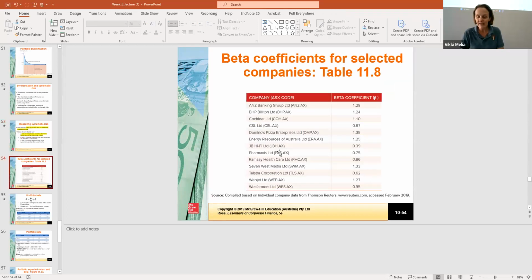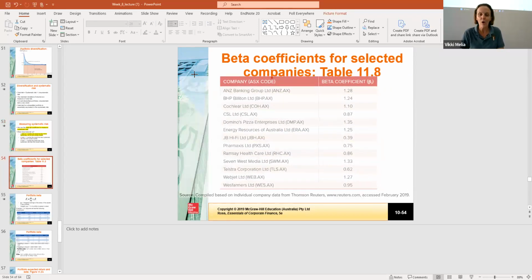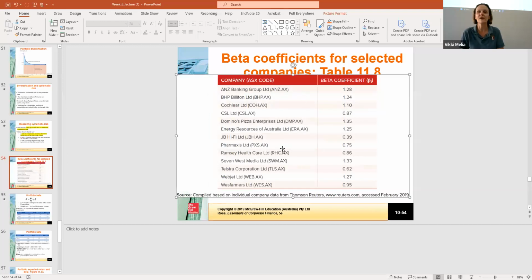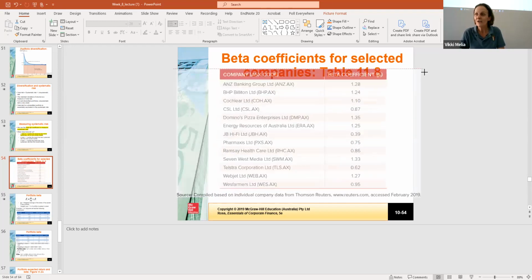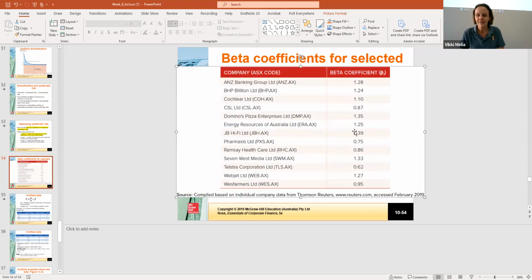This table here, it's a little bit old because the textbook is not a 2023 textbook. These were the beta coefficients for some listed companies. So I can see, for example, look at JB Hi-Fi. You guys know JB Hi-Fi? Their beta back in 2019 was 0.39.